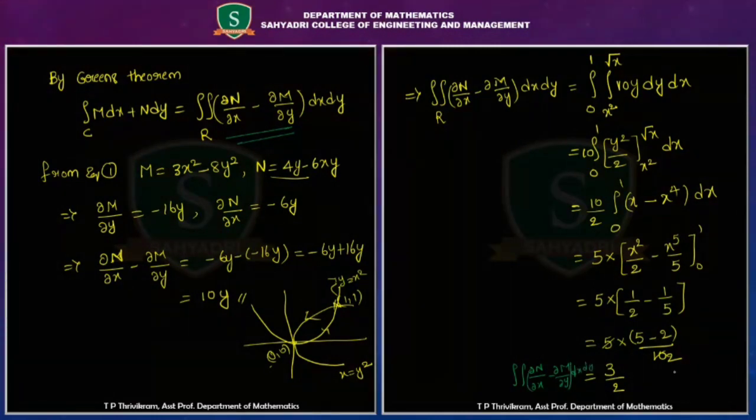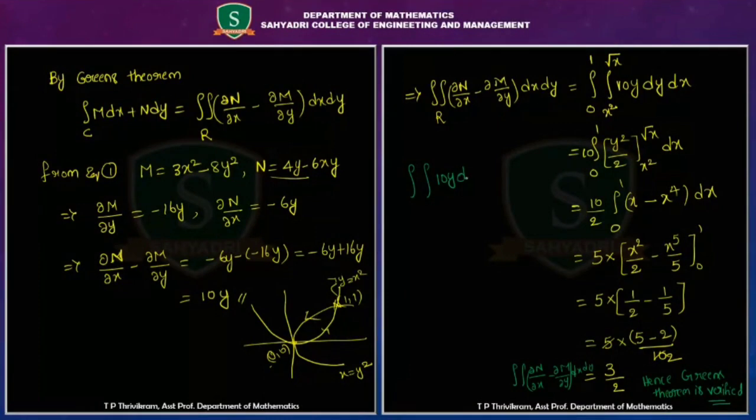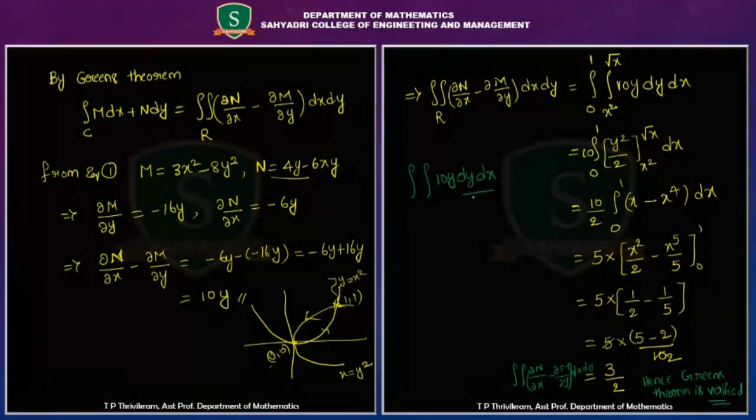Okay, that means hence Green's theorem is verified. So here the limit I have taken is, first I'll write the double integral of 10y dy dx. Okay, so this can be your wish. Based on this the limits will change.